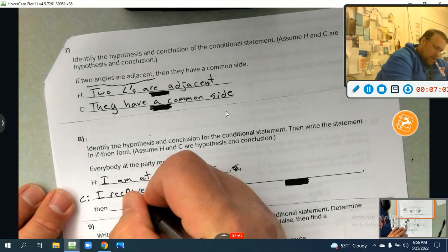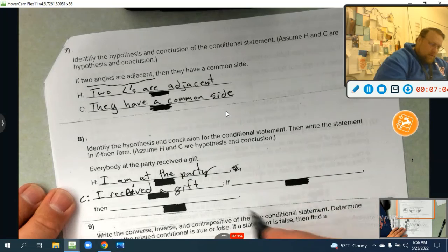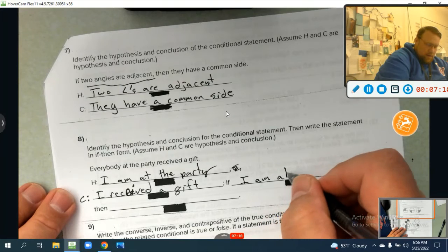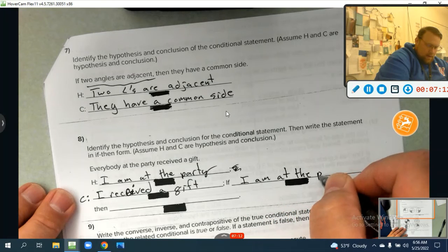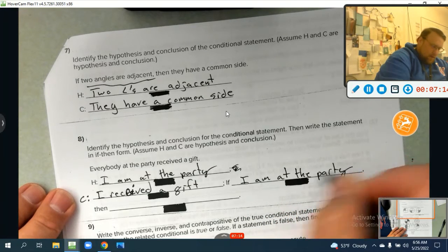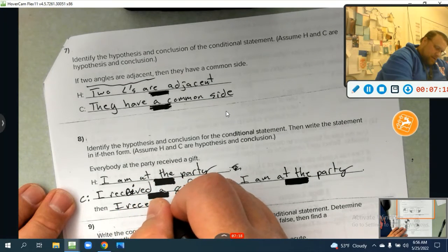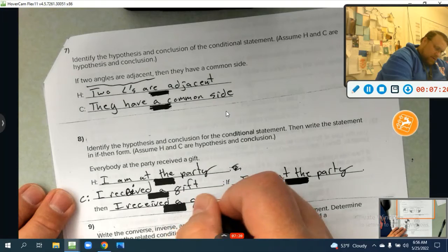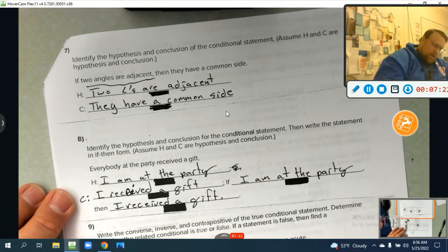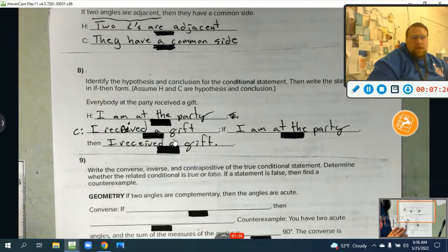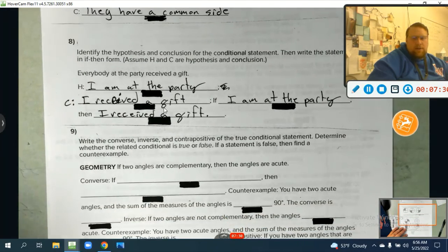It should be EI, right? I before E except after C. So what are we going to say? If I am at the party, then I received a gift. Oh, right there. So we're just identifying hypothesis, conclusion, and writing down the conditional.